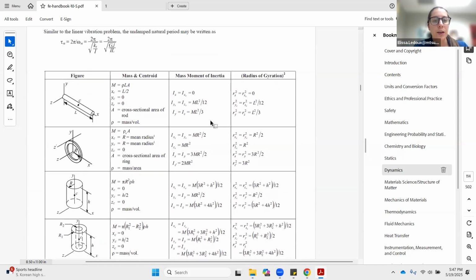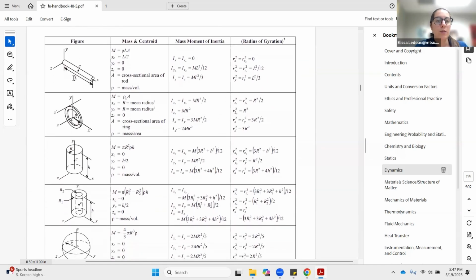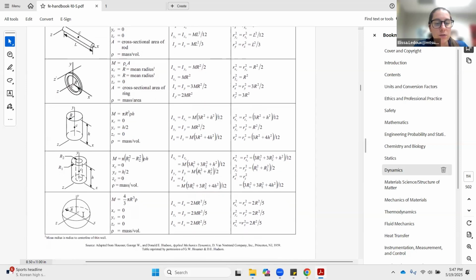So here we have all the different shapes. We have this rod rotating, and the rod around its center is here. You can see the little subscript of C. Or a rod around its end has this formula. So two different ones. There's also the hoop, the cylinder, the hollow cylinder, and the sphere.